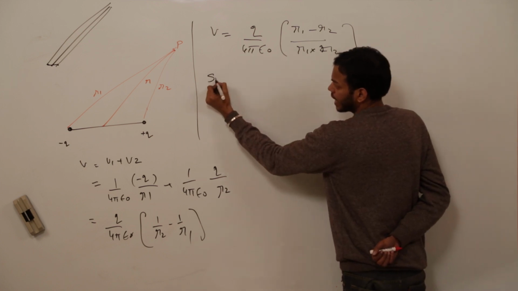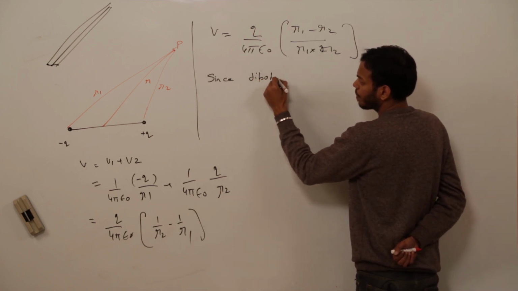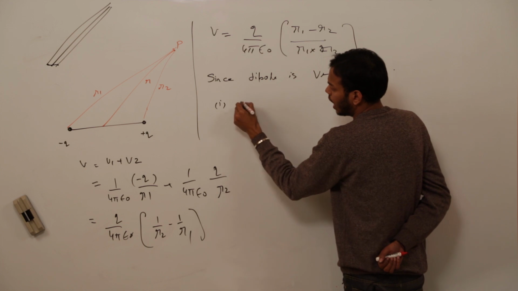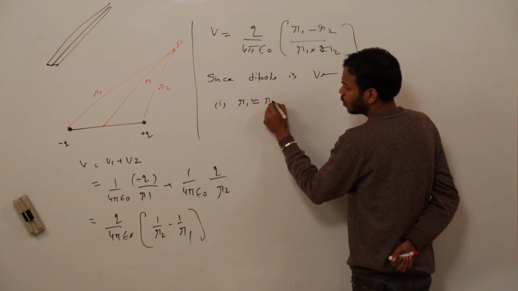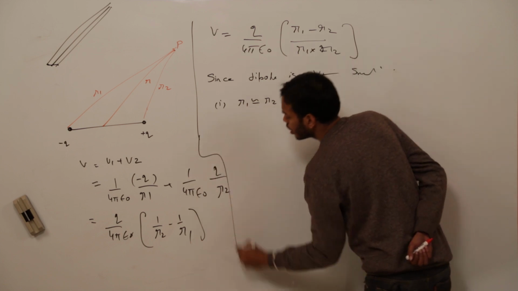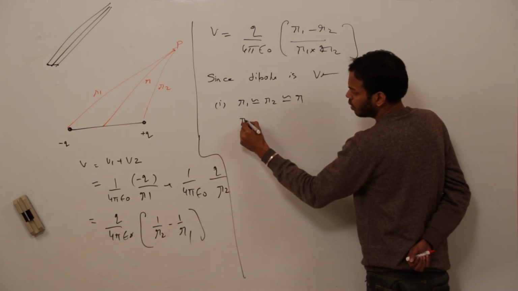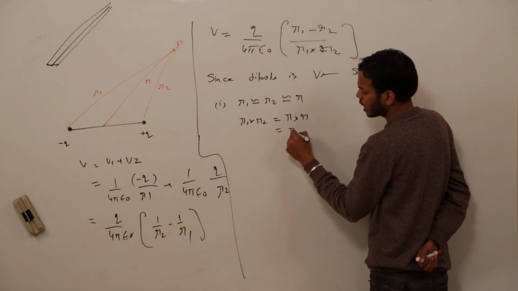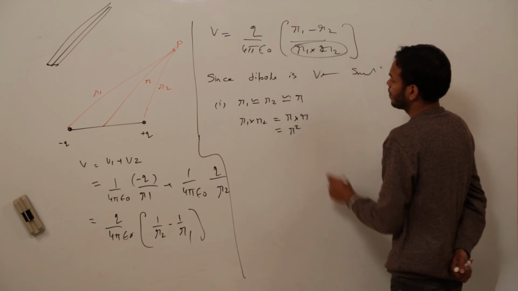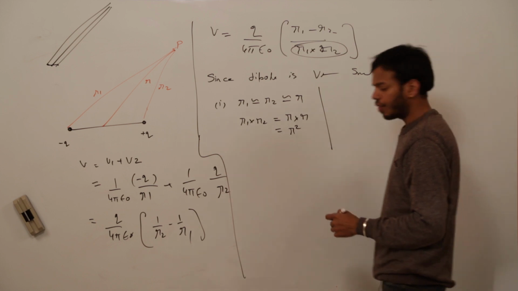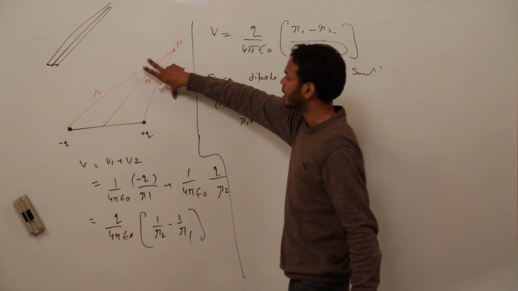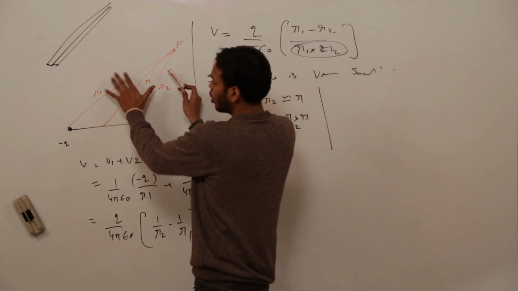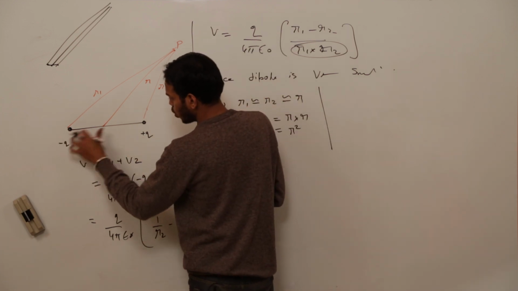So write down the statement: since the dipole is very small, first, r1 is approximately equal to r2, which is approximately equal to r. So instead of r1 into r2, what you can write is r into r, which is r square. We have found a substitute for this term. I want something for this as well, r1 minus r2. What can you do in this diagram to find the value of r1 minus r2? Can we do something? What do we know about this diagram? That this distance was 2a. Okay.